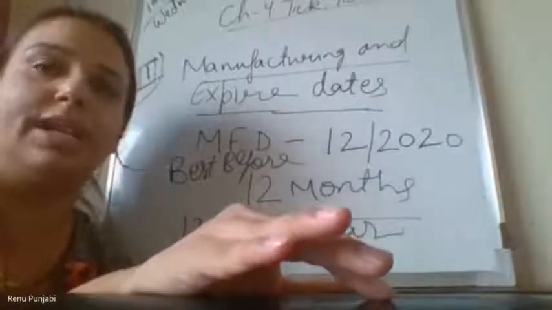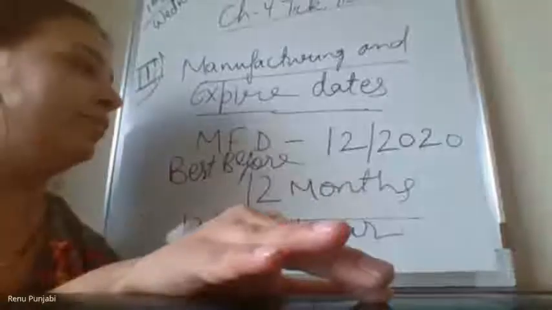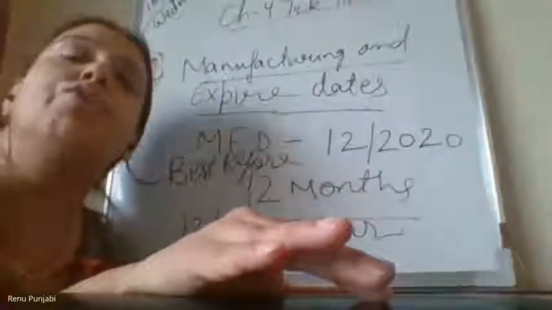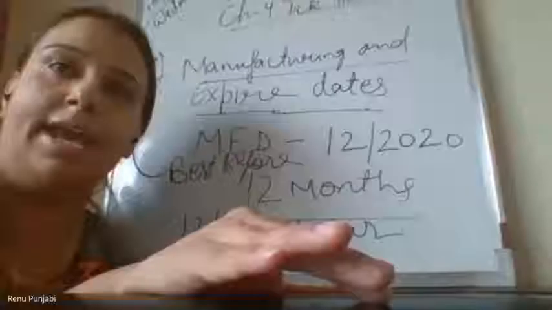So we have already learned how to see the manufacturing dates, how to see the expiry date, how to know when the time is going to be over. And we have learned the timeline. We have learned calculating the days.